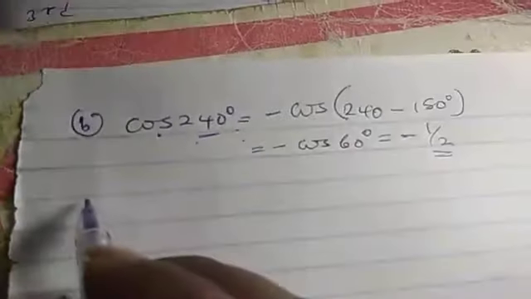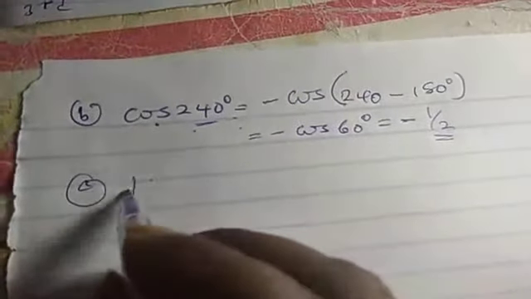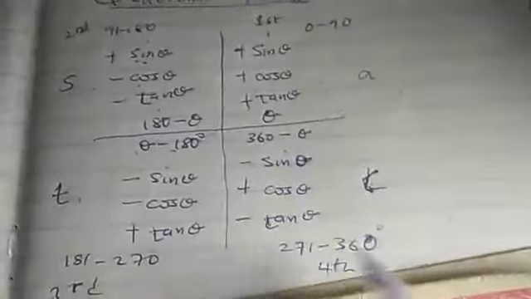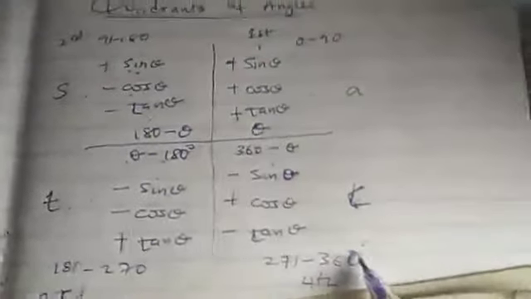So let's assume that we are now given this. Let's say we are given tan 480. You observe that 480 is more than 360 because even the whole of this quadrant ends in 360.